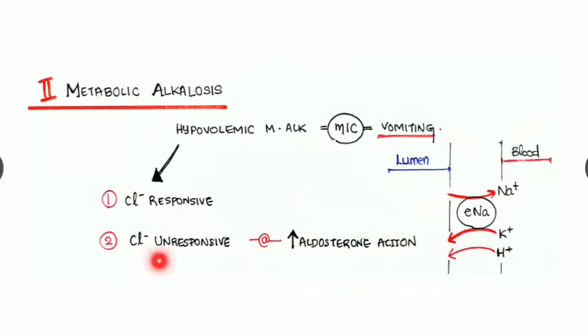Obviously, there is another type, chloride unresponsive type. So here, due to hypovolemia, decreased blood water levels cause this alkalosis. So if we are supplementing, giving chloride ions, then it responds well. We can treat the disease, and that's why it is chloride responsive, whereas this chloride supplementation is not effective in the chloride unresponsive type, where the cause is increased aldosterone action.